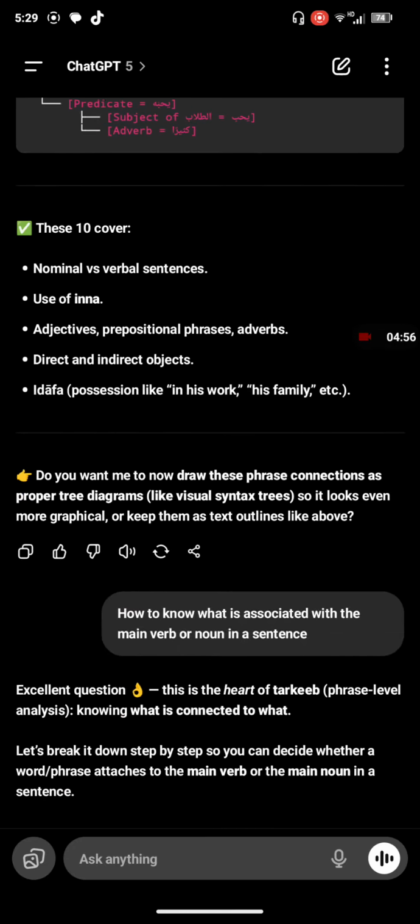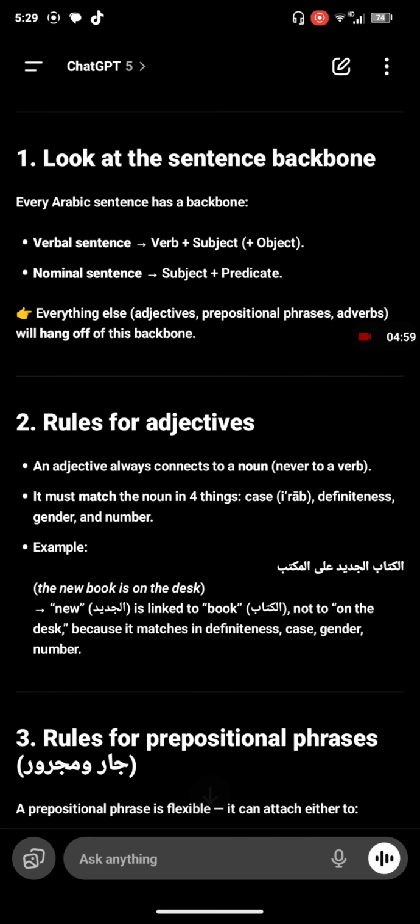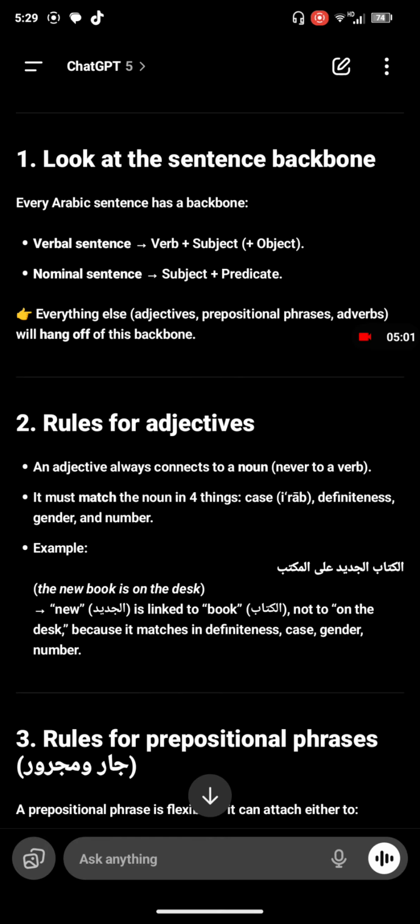But I went and asked ChatGPT for a guide, step by step, on how to know how things are supposed to be related, connected, or what to look for. So in a verbal sentence, you look for the verb, the subject, and the object. In a nominal sentence, which would be anything that starts with a noun, you would look for the subject and the predicate.